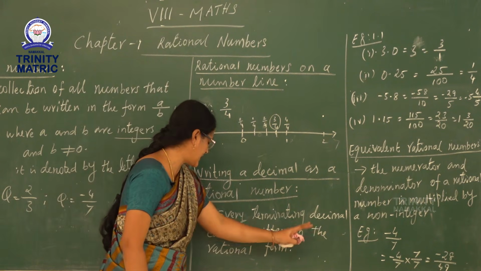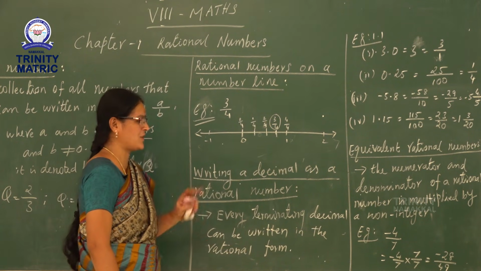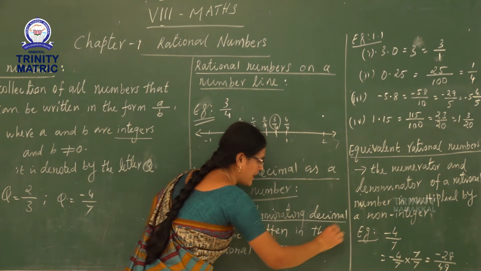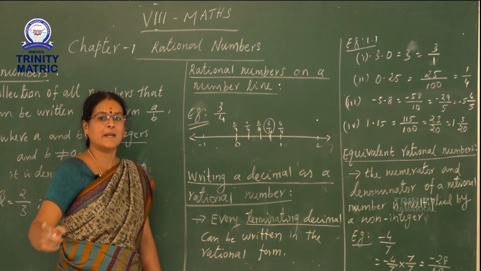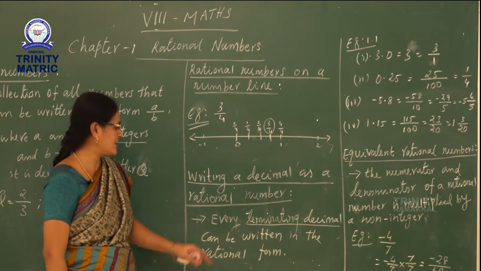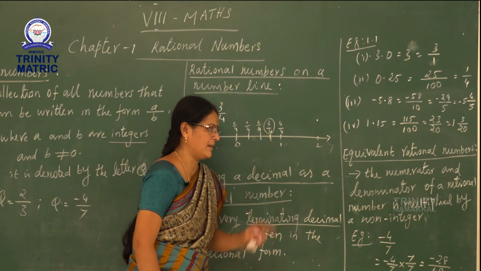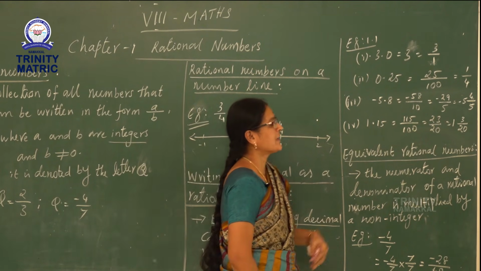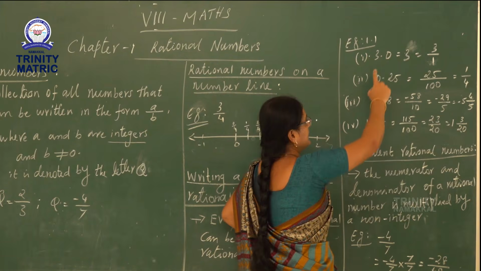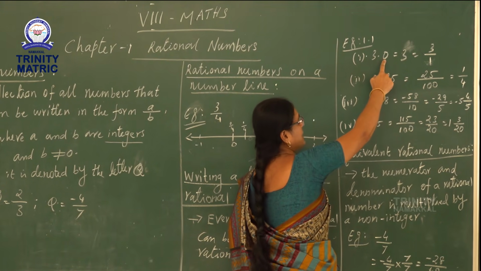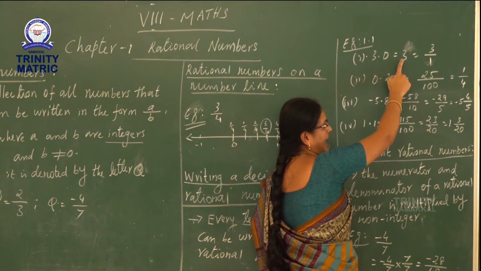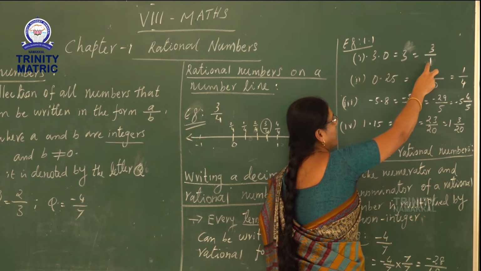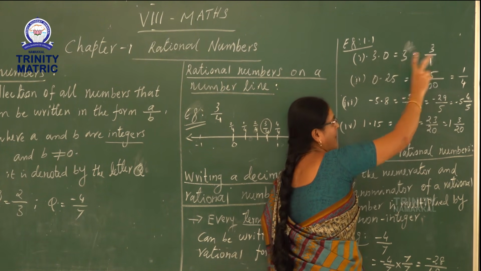Every terminating decimal can be written in the rational form. What is a terminating decimal? We divide the two numbers and the remainder becomes 0. That decimal is called a terminating decimal. I will give an example, 3.0. In 3.0, the 0 after the decimal means nothing. So, I write 3 only. The answer becomes 3 by 1. That is the rational form.